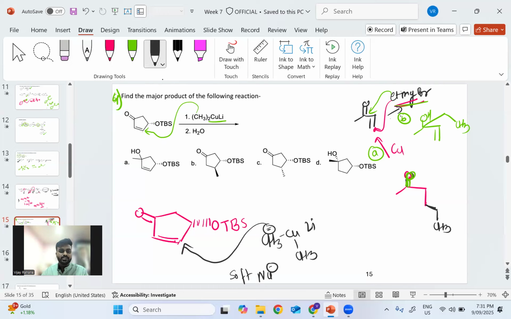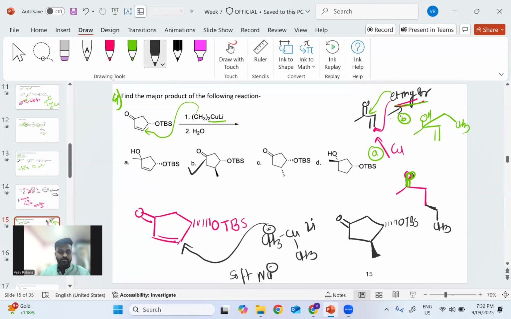And here one thing you need to keep in mind: the addition takes place on the top side, not from the bottom, because on the bottom side there is the bulkier OTBS group present. So we get a product in which the incoming methyl group is directing upward, and the OTBS is directing downward, as in the starting material. So option B is the correct option here, and obviously upon hydrolysis.